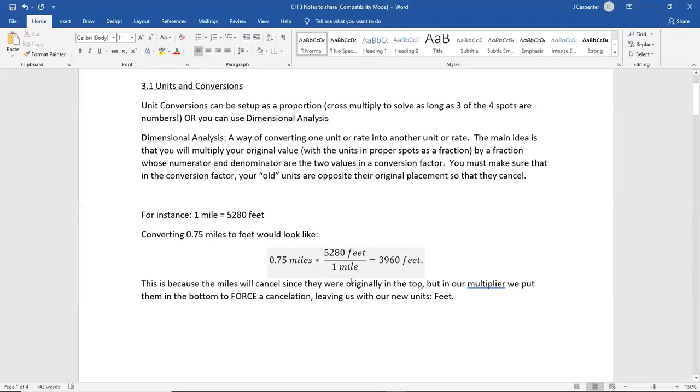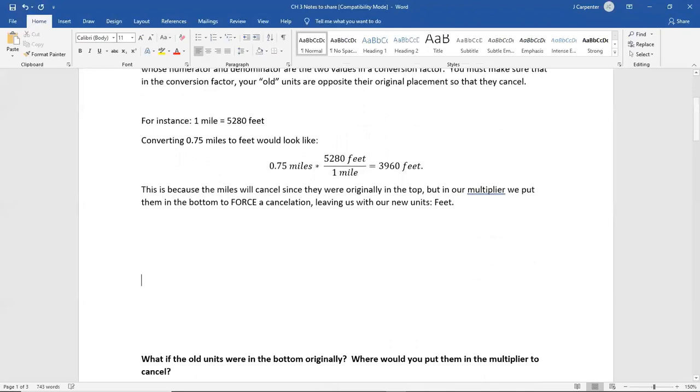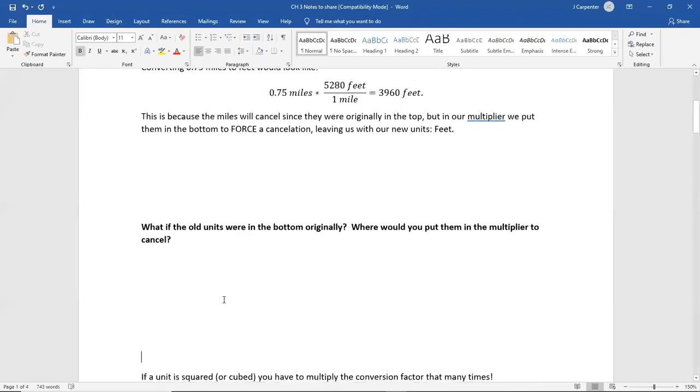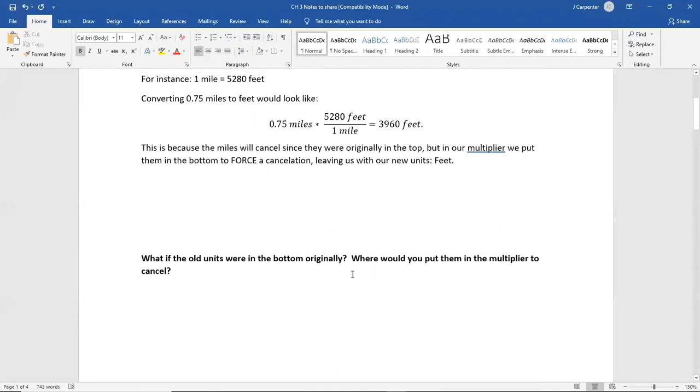Once again, like miles per hour, or students per teacher, or I don't know, light bulbs per closet, apples per orange. So what exactly do we do if the old units were originally in the bottom? What if we're dealing with one of these rates? Maybe we start out with something in miles per hour and we want to convert it to miles per minute. Why would we ever want to do something like that? Why would we want to convert miles per hour to miles per minute?